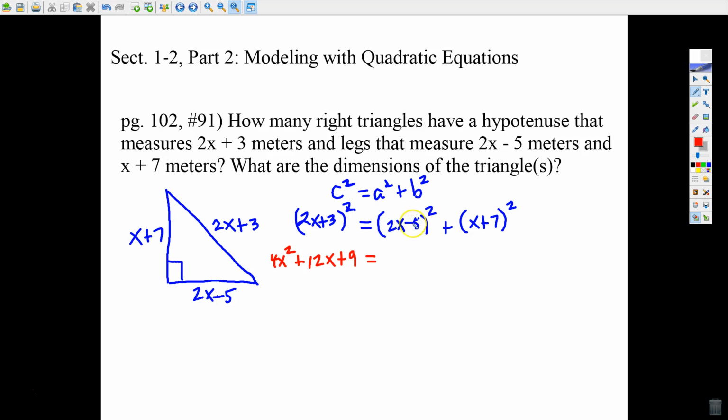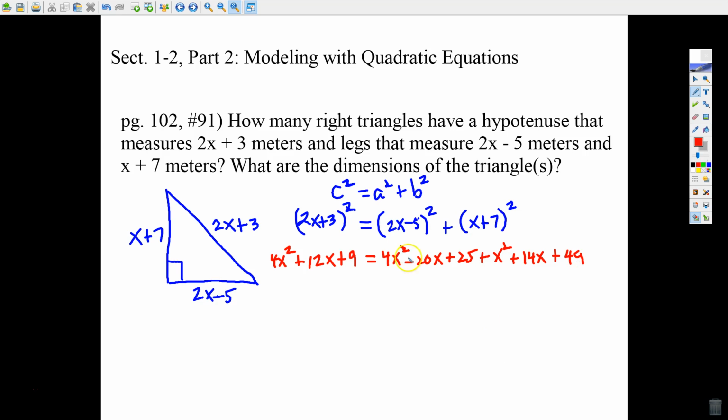Okay, follow that same process. We'll square this binomial: 4x squared, minus 20x, which is 2x times negative 5 times 2, and then you square the last term, you get plus 25. And then once more, first term squared, then you do first times second times 2, it's 14x, and then the last term squared.